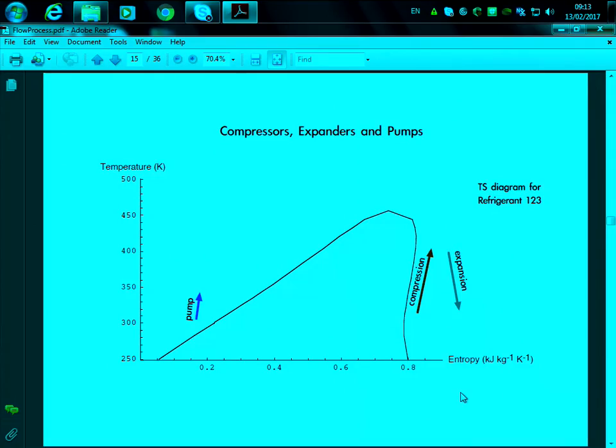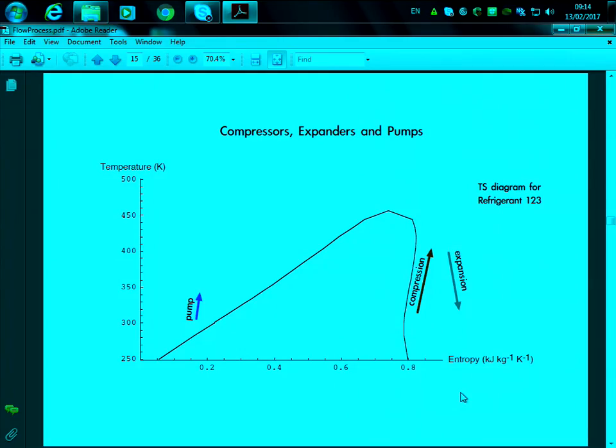Yes. Expansion normally involves a gas, because when we change the pressure of a liquid, normally it's called a turbine, or you can have that process, but here we're going to look at expansion processes only for gases, because they're the most interesting ones.